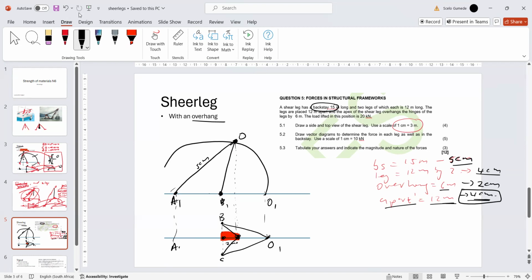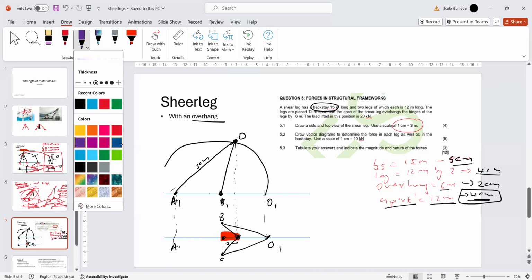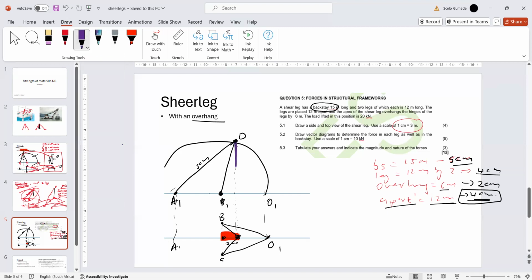And then remember the load is facing down. I don't know what color I'm going to use for the load now. Let me use purple. There's my load, purple there. Then you are done. The rest is now you have to do what you are told. The load is 20 kilonewton, and then the scale for the load is 10. So you divide 20 by 10, you get 2 centimeters, meaning OL must be 2 centimeters straight down.